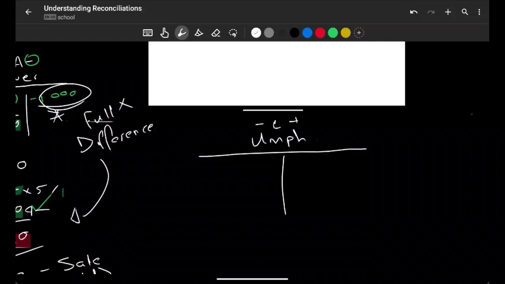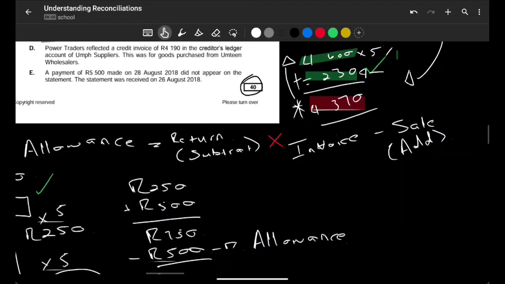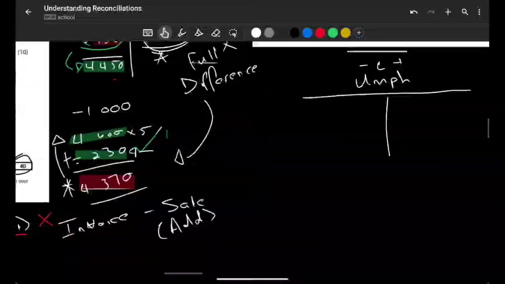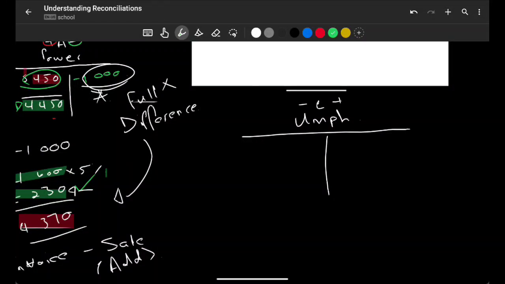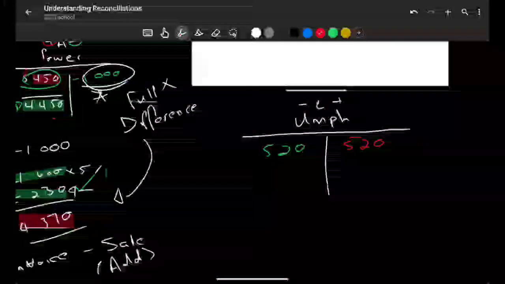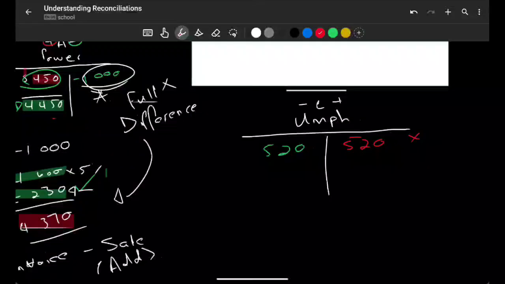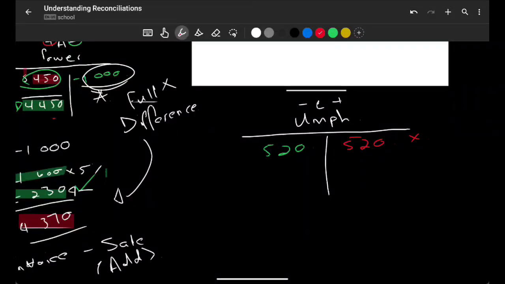record a return. Remember I said a return is a subtraction, right? So we were supposed to record a return. This is what we were supposed to do. 520 there in green. What we did instead was we increased by 520. Do you see now that our balance is incorrect? It's this one, right? Question now is, what are we supposed to do to fix it?